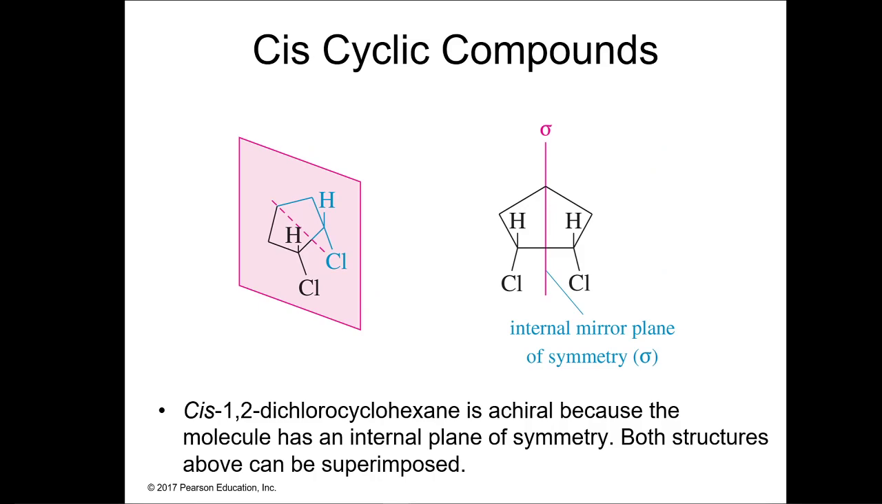Okay? Cyclic compounds are achiral if they're cis, but they can be chiral if they're trans. So a cis cyclic compound, right? As you can see, if you cut it down the middle, it's symmetrical on both sides. If it's trans, right, one's up, one's down, then it doesn't. So then it can be chiral.